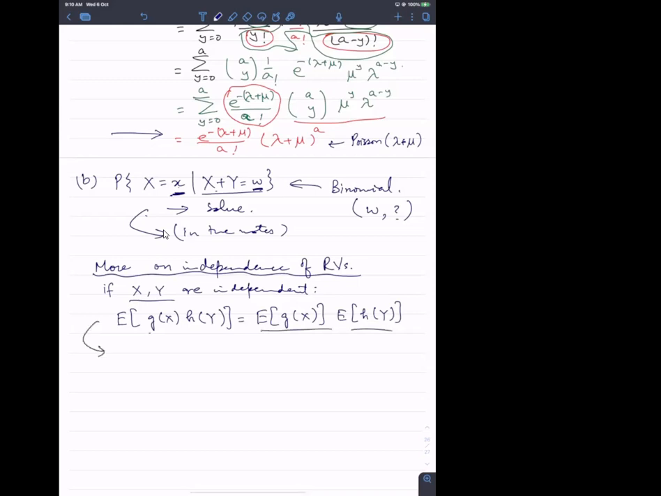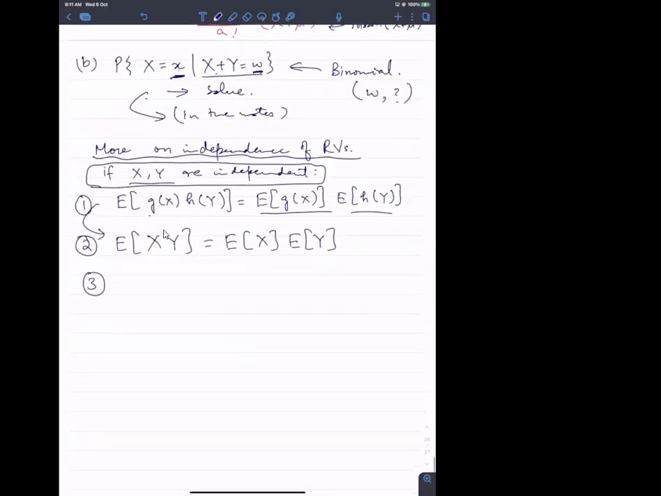So expected value of g of x multiplied by h of y, this would be equal to the separate expectations. And a special case for that is when g of x is x and h of y is y: expected value of x times y is equal to expected value of x, expected value of y. Only when they are independent. If x and y are independent, only then can we write this.